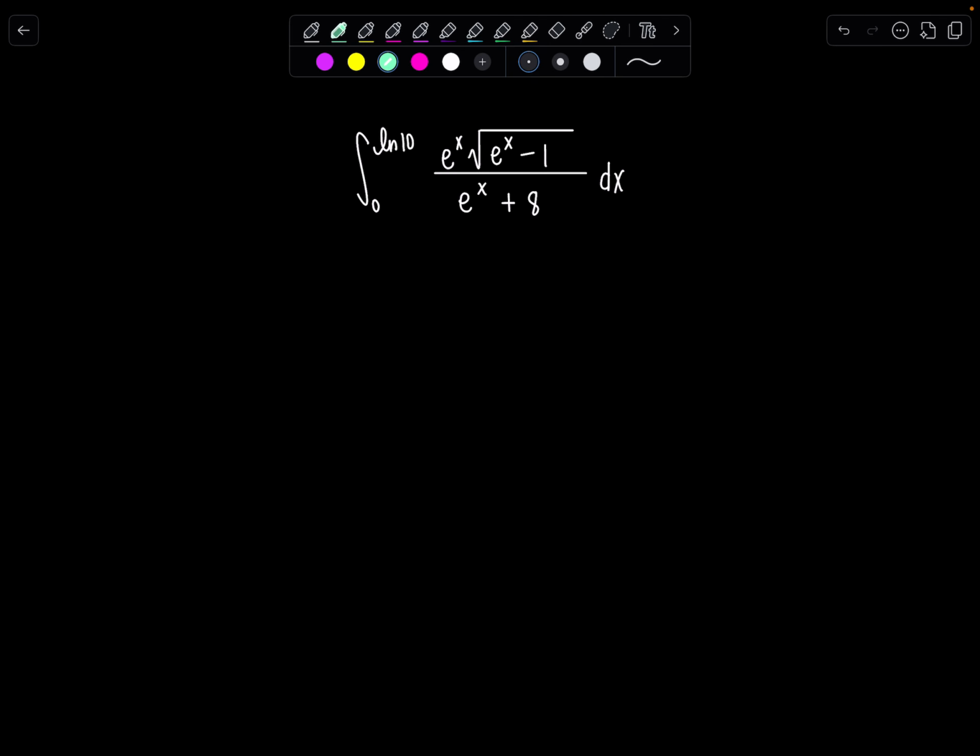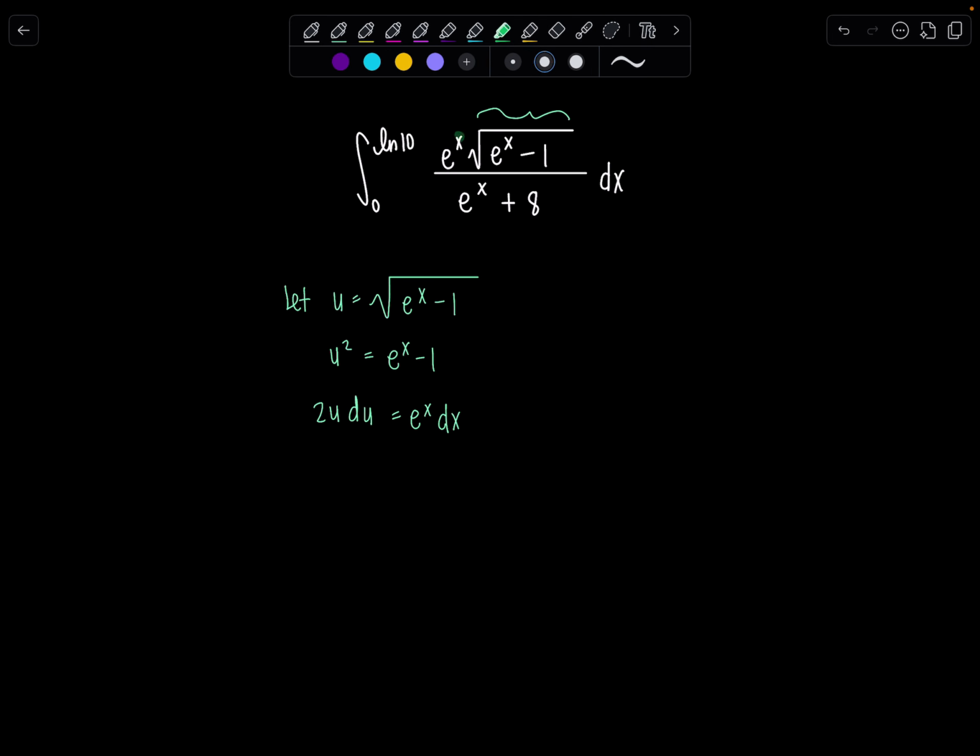So I went in and I just let u be this entire radical expression. So I let u be the square root of e to the x minus 1. And you know I love to square both sides before I differentiate. So u squared would be e to the x minus 1. And then 2u du is e to the x dx, which is working out beautifully, because look, here's e to the x dx. Great. So all of that's going to be 2u du. And then boom, this entire expression is u.